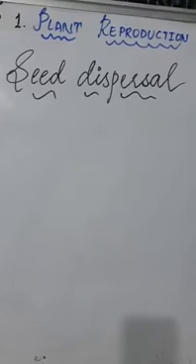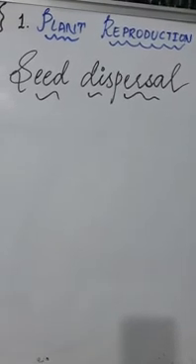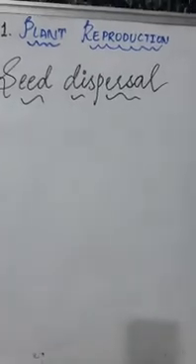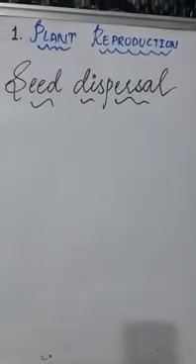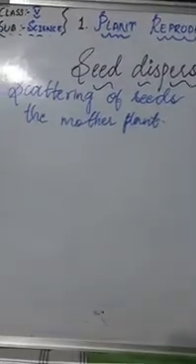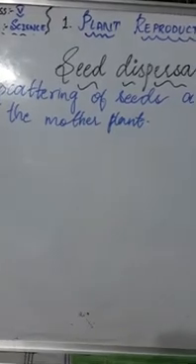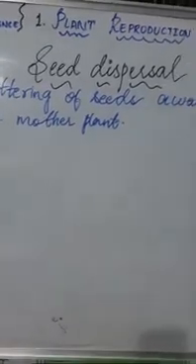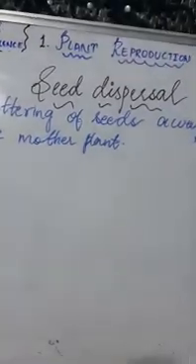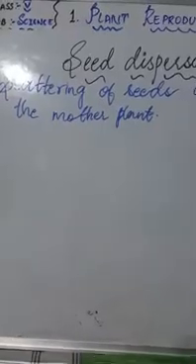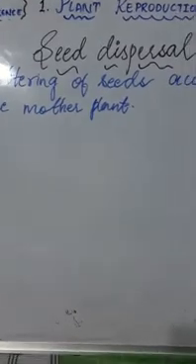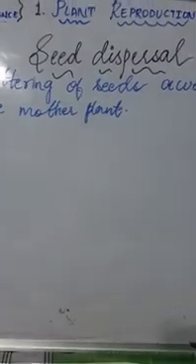Yes children, today's topic is seed dispersal. What do you mean by dispersal? Dispersal is nothing but scattering. So everyone see here, scattering of seeds away from the mother plant is known as seed dispersal. As you all know children, plants cannot move by themselves, yes or no?